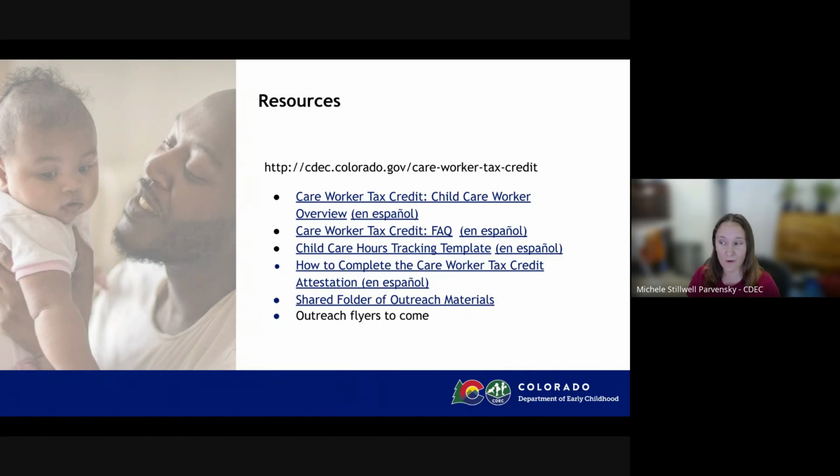So we have some great outreach flyers that are coming very soon. One is specific for FFN, and one is more targeted at our licensed educators in our licensed settings. So we will make sure to share those out with all of the councils. We'll send out an email once we have all of those, so that you can hopefully be sharing this information out broadly with your networks.